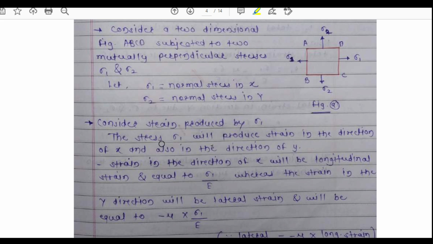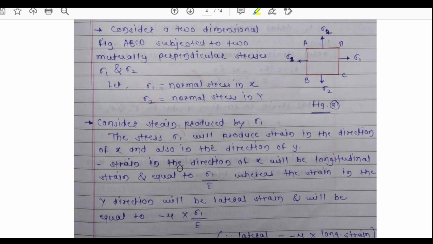Now the stress sigma 1 will produce strain in the direction of x and also in the direction of y. If we are considering only sigma 1, then sigma 1 will produce strain in the x direction and at the same time produce strain in the y direction. This diagram is the same as the rectangular block we took earlier. If the tensile force acts at both ends, then side BC will increase by some value, and side AB will decrease by some value.